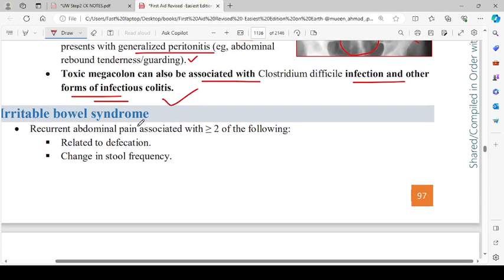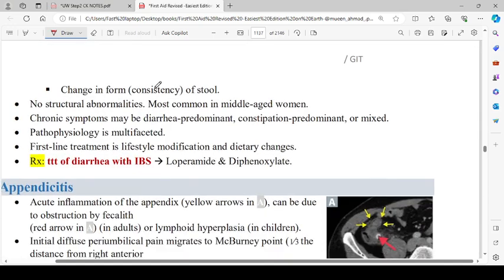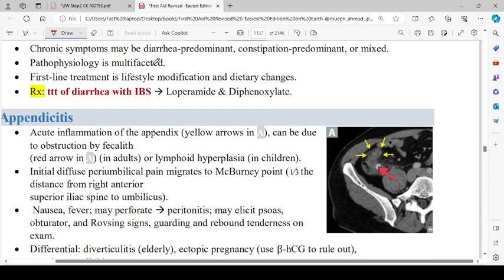Then we have irritable bowel syndrome. Recurrent abdominal pain associated with more than two of the following: it is related to defecation, there is change in stool frequency, and change in form, that is consistency of the stool. No structural abnormalities, most common in middle-aged women. Chronic symptoms may be diarrhea predominant, constipation predominant, or mixed.